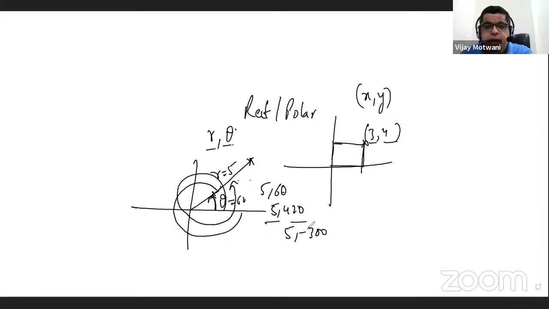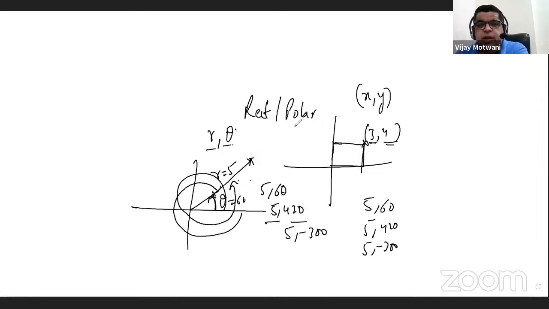So what I mean technically is that x comma y is unique, right? If I say 3 comma 4, that's a unique point. You cannot write 3 comma 4 anywhere else. But in the polar system, you can write the same point in multiple ways. That means you can say a point 5 comma 60 is the same as 5 comma 420, which is the same as 5 comma minus 300. So you do get a question in the examination where you have to check which of the following options is the same as this point, right?